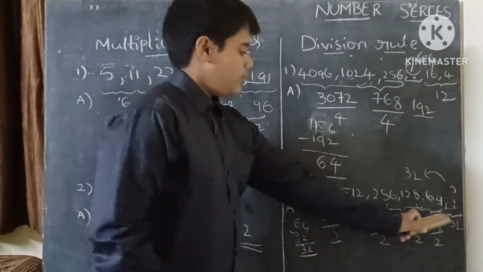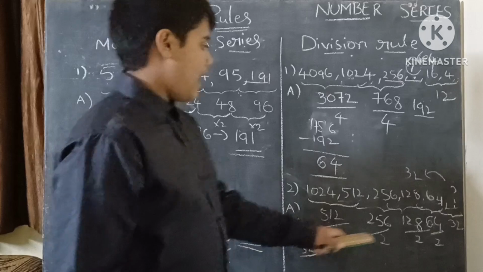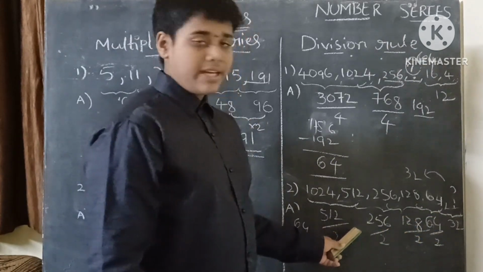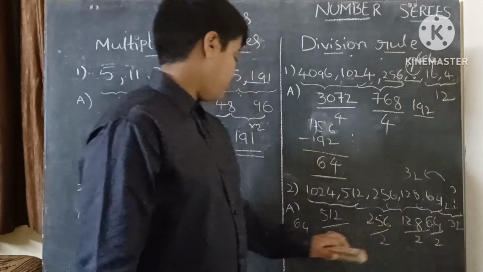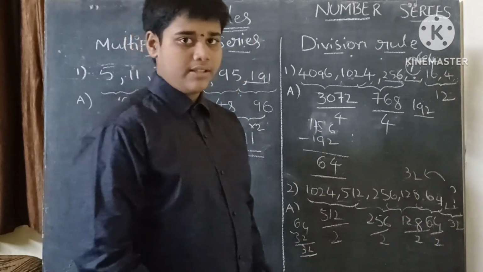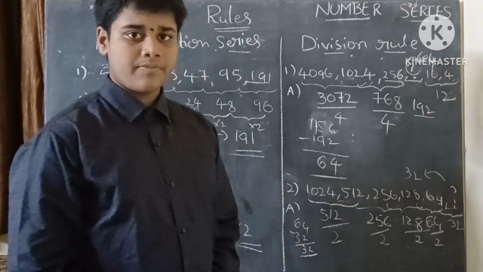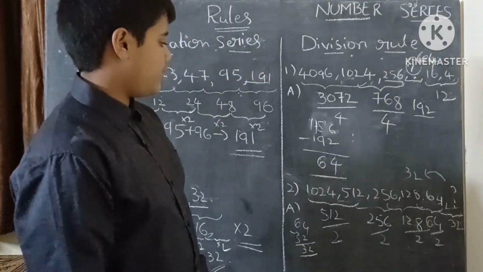How does it become this? In multiplication we add, so we can get the difference easily. In division the numbers decrease, so we have to subtract. So 64 minus 32 becomes 32. This is the division rule.